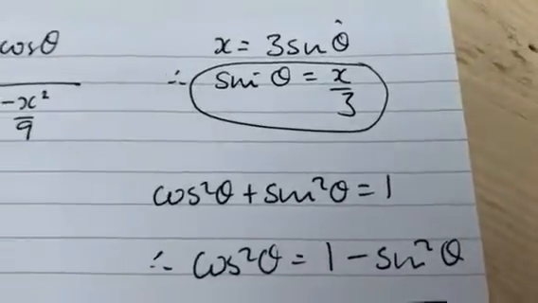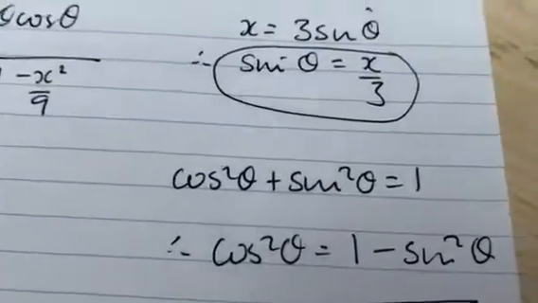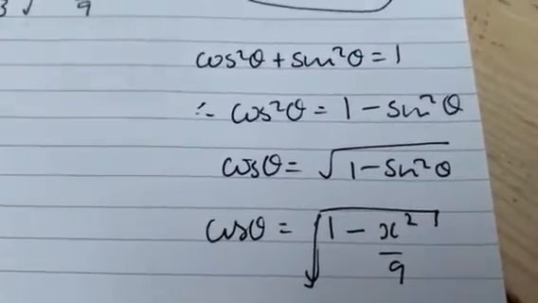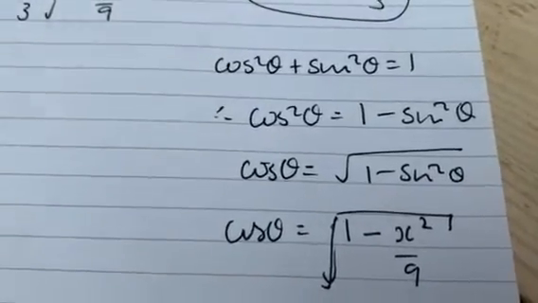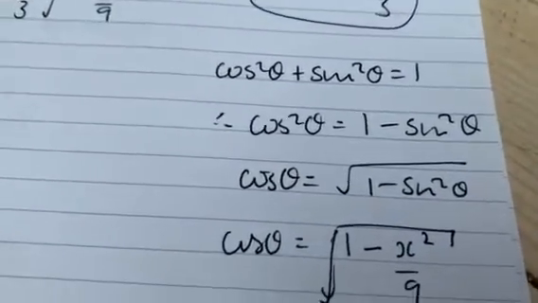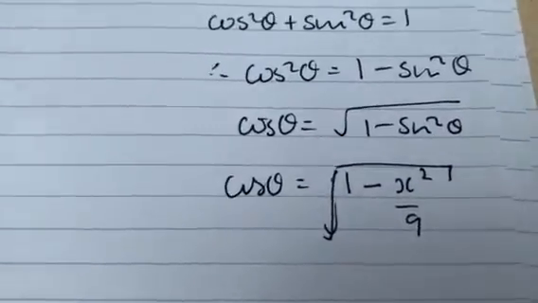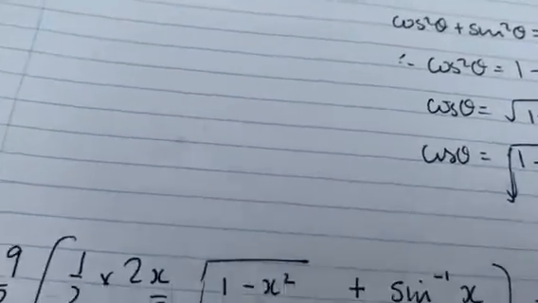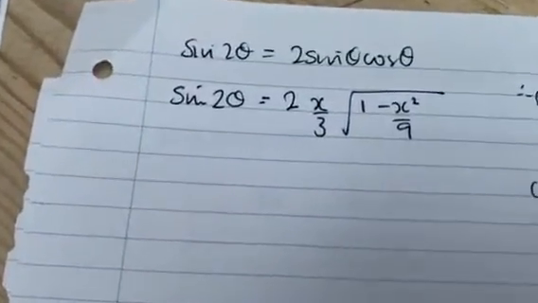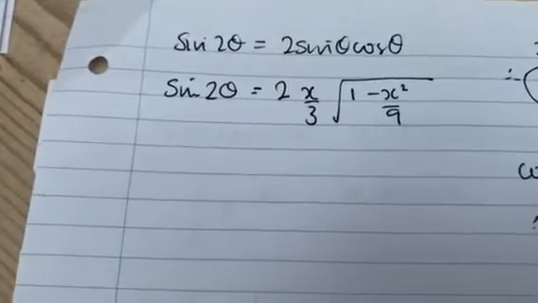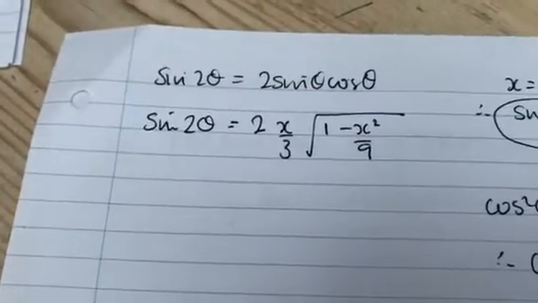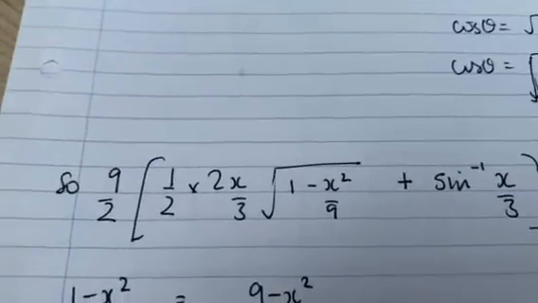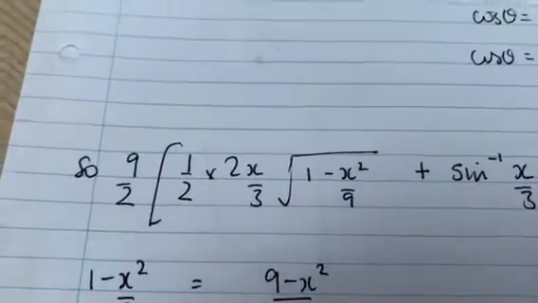You then use your identity, cos squared plus sine squared is 1, and you rewrite it to make cos theta the subject. So you know that if sine theta is x over 3, then sine squared theta will be x squared over 3 squared, x squared over 9. So you're able to rewrite cos theta like that. So when you go back to your sine 2 theta, it's going to be 2 times sine theta times cos theta. Substituting that back into your integral, you're going to get an ugly thing that looks like that.